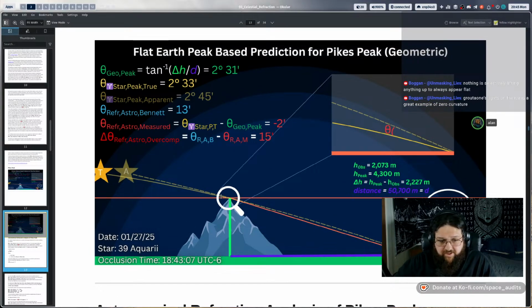And quick recap here, we have Nicki Minaj looking at the peak here, and we have a magnifying glass on the peak. We're not interested in what's happening on this side of the peak. We're interested in the angle created between the time of occlusion versus where this peak is at. And this is going to tell us how much refraction there is versus how much refraction is predicted.